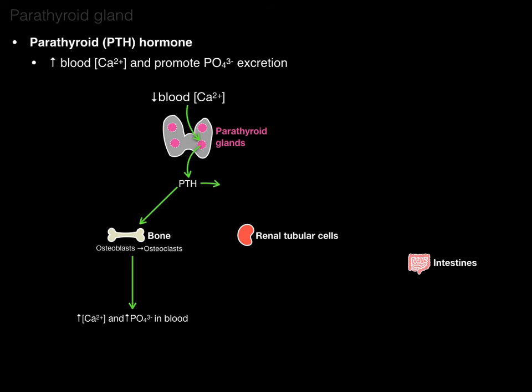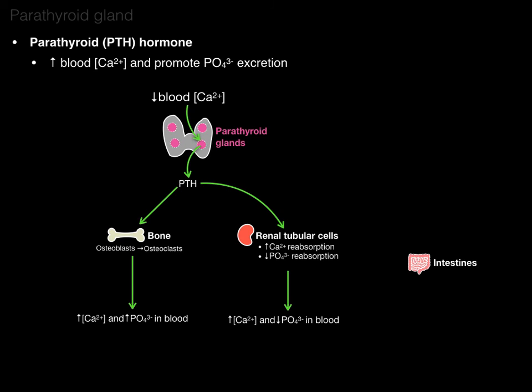an increase in blood calcium concentration and phosphate in the blood. Now, parathyroid hormone also targets the renal tubular cells, and what they do is they cause the renal tubular cells to increase reabsorption of calcium from the filtrate back into the bloodstream. It also helps to decrease reabsorption of the phosphate from filtrate back into the bloodstream. In other words, you pee out more phosphate. This results in an increase in calcium and a decrease in phosphate in the blood.